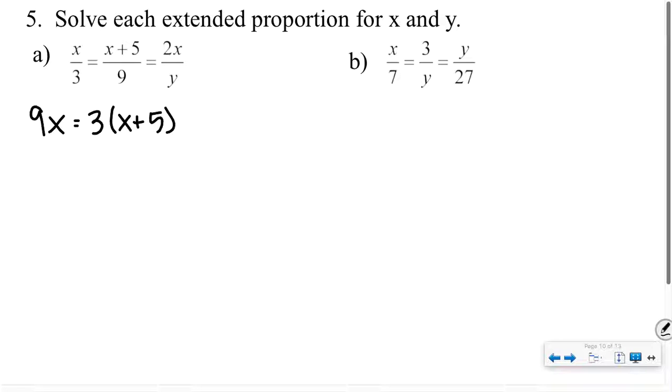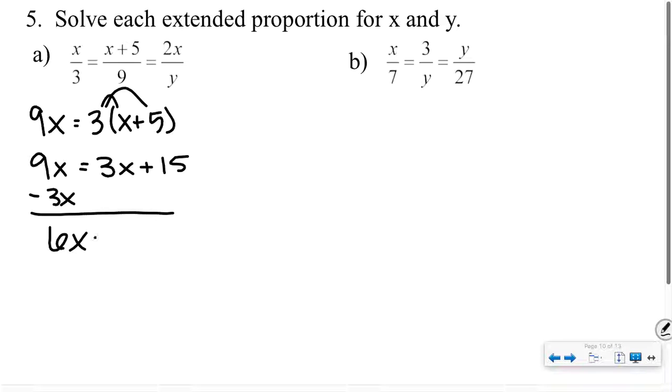Zigzag doesn't work. Distribute the 3 in, and you get 9x equals 3x plus 15. Subtract 3x to the left. 6x equals 15. Divide both sides by 6, reduce by 3. 5 halves? Or 2.5 if you want to. I like fractions though.